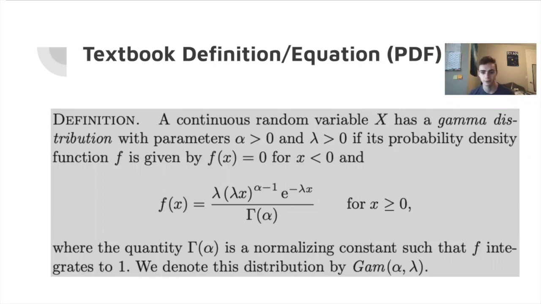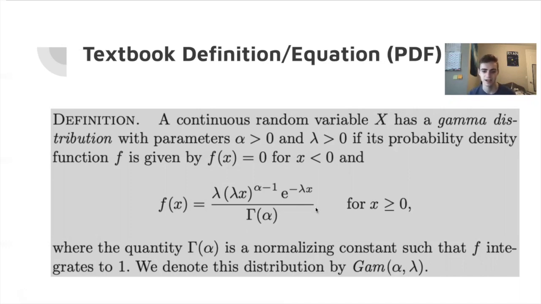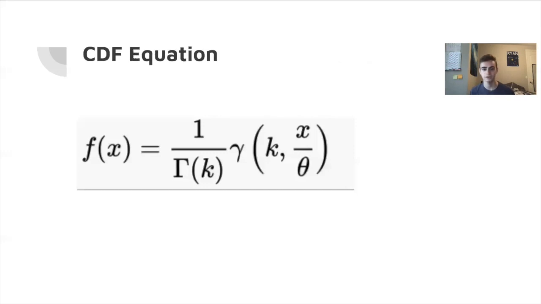Here's the textbook definition and equation for the probability density function of the gamma distribution. A continuous random variable has a gamma distribution with parameters alpha greater than 0 and lambda greater than 0 if its probability density function f is given by f(x) = 0 for x less than 0, and f(x) as in this equation for x greater than 0, where the quantity gamma of alpha is a normalizing constant such that f integrates to 1. We denote this distribution by Gam(alpha, lambda). And also here is the CDF equation, which is the cumulative distribution function.